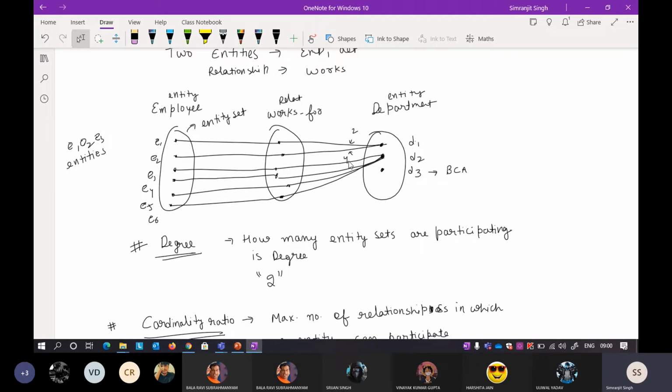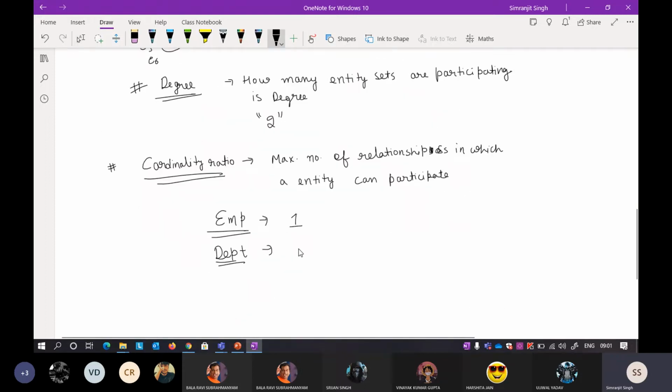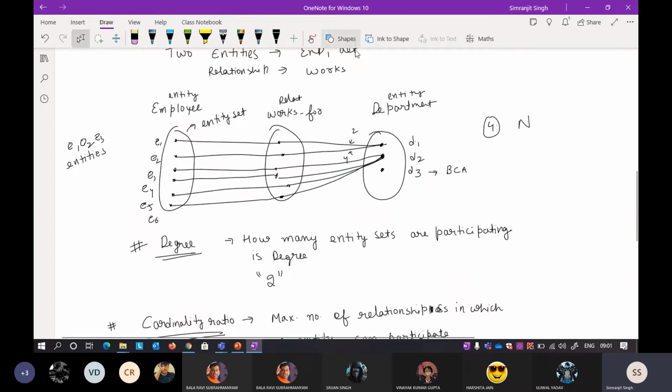So what is the maximum here? It is 4. But do not write 4 there. In place of 4, if anything is greater than 1, you can directly write n. So from the department side, a department can participate in multiple relationships. Why? Because multiple employees are working in the same department, for example in the computer science department.